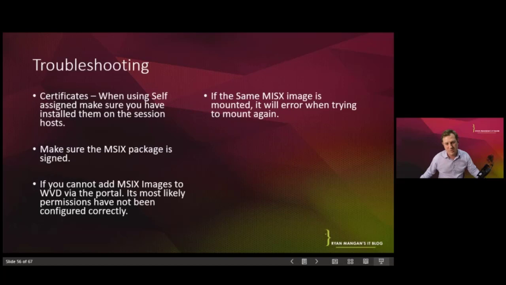So some troubleshooting hints and tips here before we get onto the community stuff. Certificates: when using self-assigned, I'll say it again, make sure you install them on the session host. That could be via group policy or manually. It doesn't really matter how you do it, just make sure they're on there. Otherwise your MSIX packages, or App Attach packages, will not work. Make sure you've signed the MSIX package. If the MSIX package is not signed, you will not be able to use it. If you cannot add MSIXs to the WVD portal, it's most likely permissions.